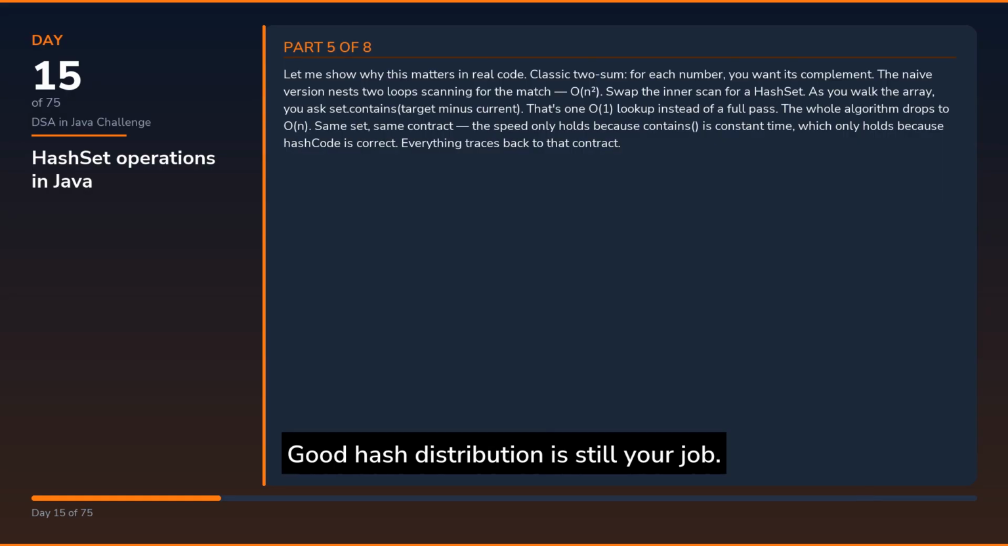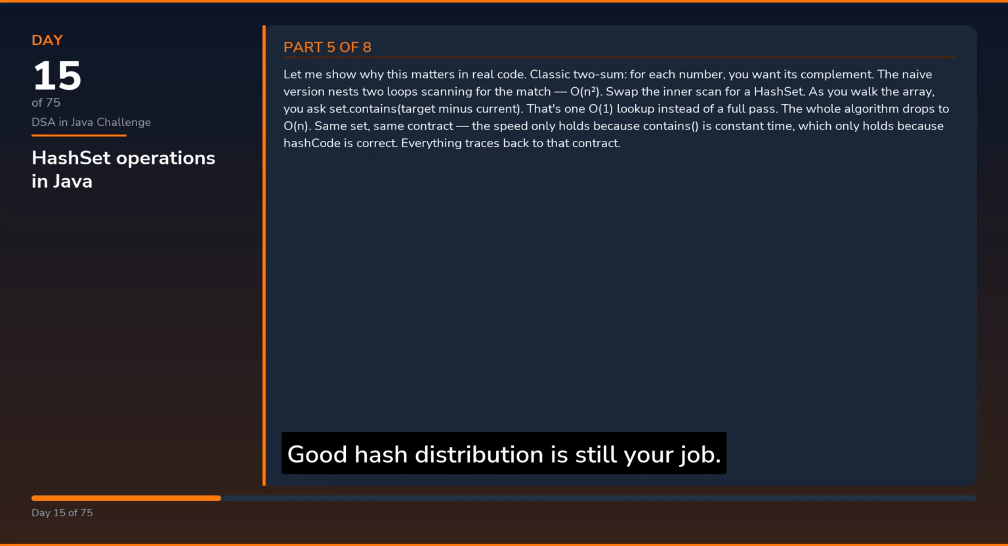Let me show why this matters in real code. Classic two-sum. For each number, you want its complement. The naive version nests two loops scanning for the match. O(n²). Swap the inner scan for a HashSet. As you walk the array, you ask set.contains(target minus current).